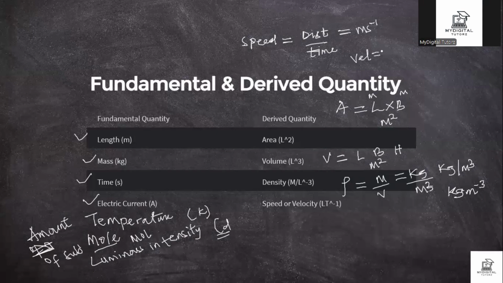Velocity is a vector quantity which is equal to displacement all over time. And the derived unit also is meter per second. Are we getting it? We have other derived quantities.